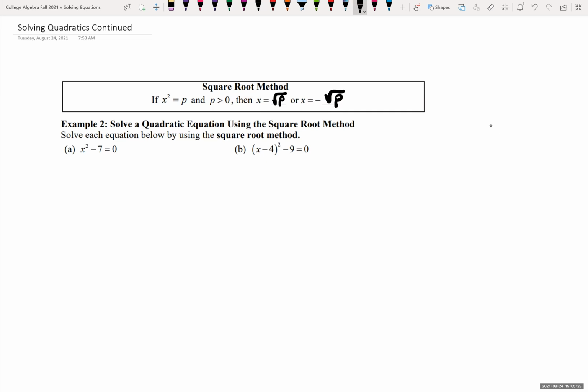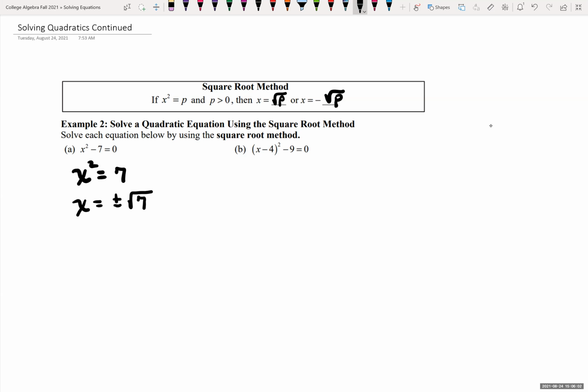So if we want to solve a quadratic using the square root method, we want to isolate our square. So first thing we want to do is isolate that perfect square. And so for part A, where we have x squared minus 7 equals 0, all we're doing is adding 7 to both sides. So we get x squared is equal to 7. Take the square root of both sides to get x. So we get x is equal to plus or minus the square root of 7.